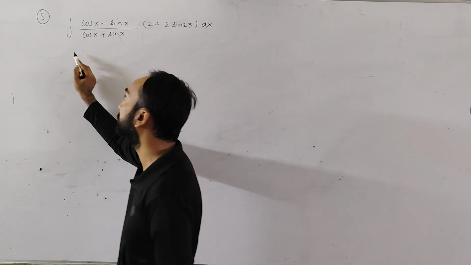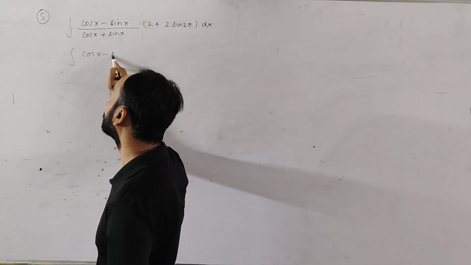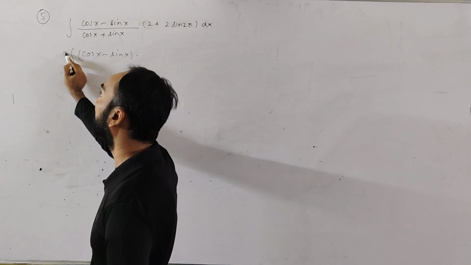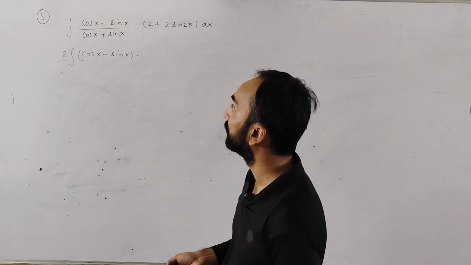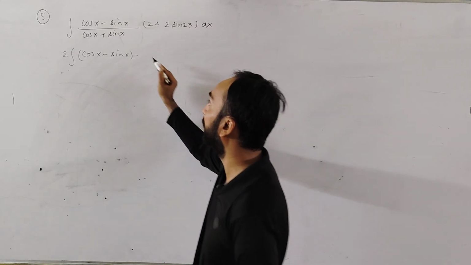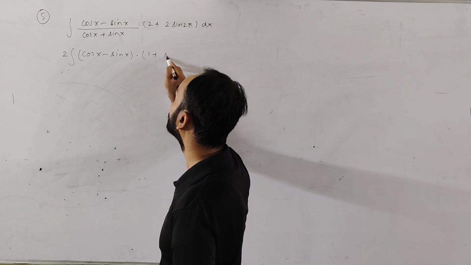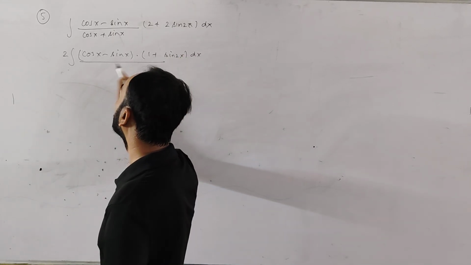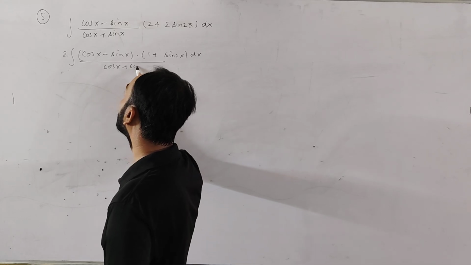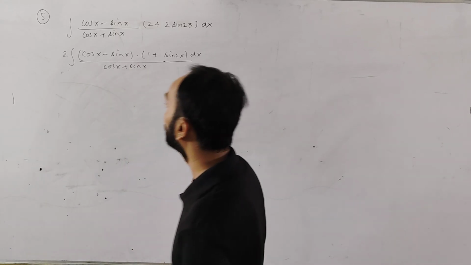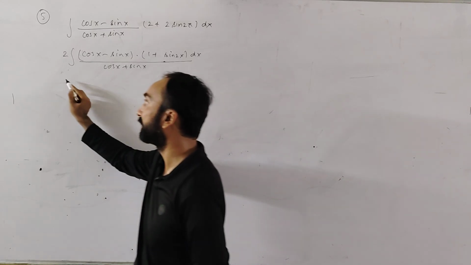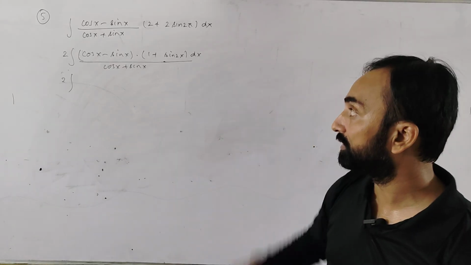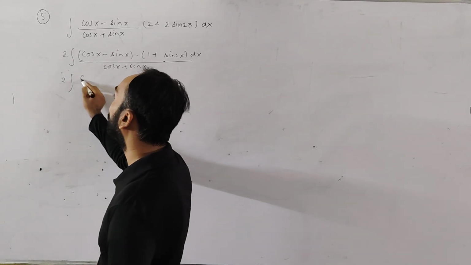So first, cos x minus sin x we will write as cos x minus sin x, and from here I can take 2 common, and this 2 I am writing here because this 2 has nothing to do with the integration process. I can write here 1 plus sin 2x dx, right, and divided by cos x plus sin x. Now we know the value of sin square x plus cos square x is equal to 1. So this one we can change.